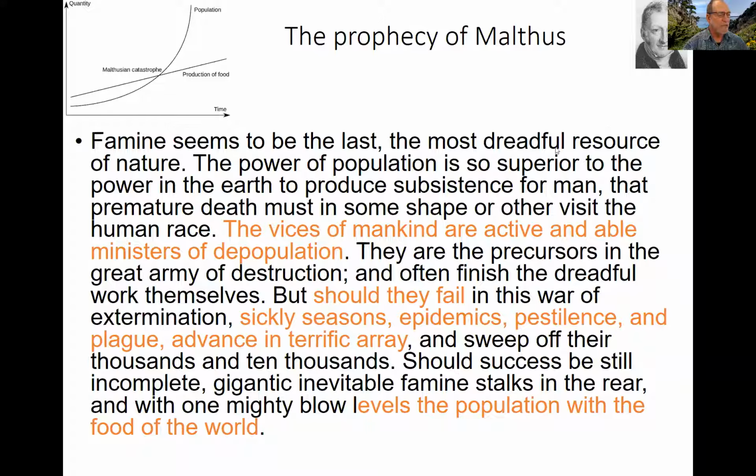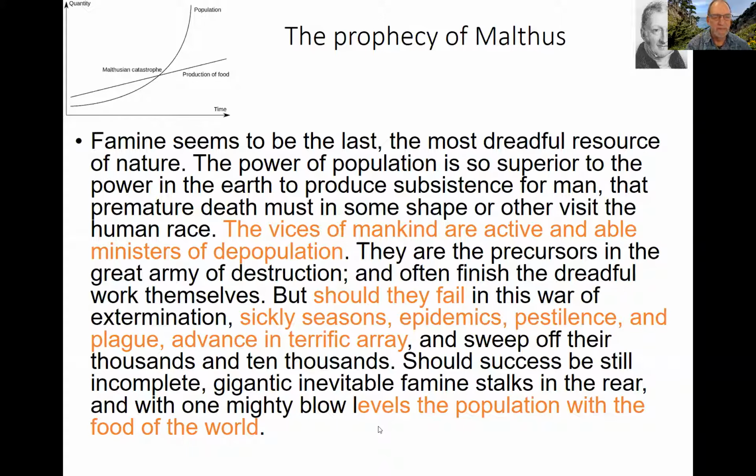Famine seems to be the last most dreadful resource of nature. The power of population is so superior to the power on earth to produce the subsistence for man that premature death must in some shape or other visit the human race. The vices of mankind are active and are able ministers of depopulation. They are the precursors in the great army of destruction and often finish the dreadful work themselves. But should they fail in this war of extermination, sickly seasons, epidemics, pestilence, and plague advance in terrific array and sweep off their thousands and tens of thousands. Should success still be incomplete, gigantic, inevitable famine stalks in the rear and with one mighty blow levels the population with the food of the world.